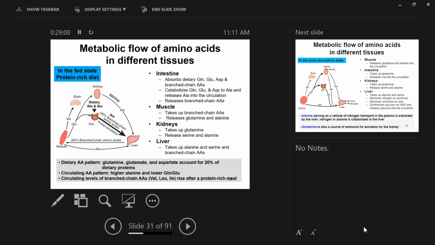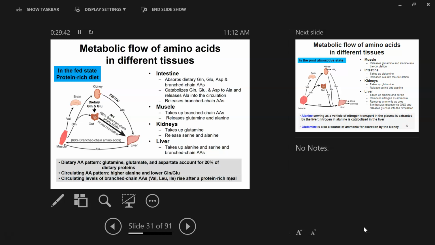Glutamine, glutamate, and aspartate account for 20% of dietary protein. So dietary protein contains a lot of glutamine, glutamate, aspartate, right? And for circulating amino acid patterns, in the circulation there are high levels of alanine and low levels of glutamine and glutamate, right? And the branched chain amino acids actually increase after a high protein diet.